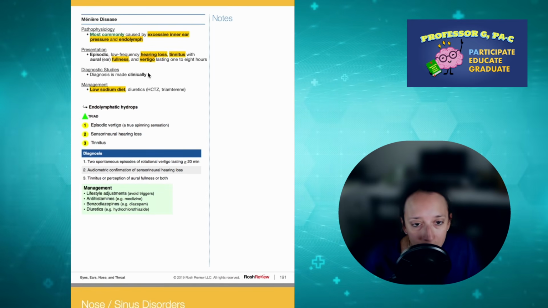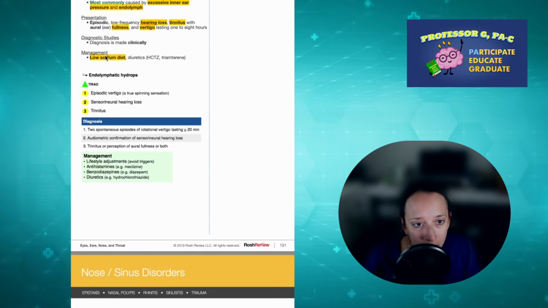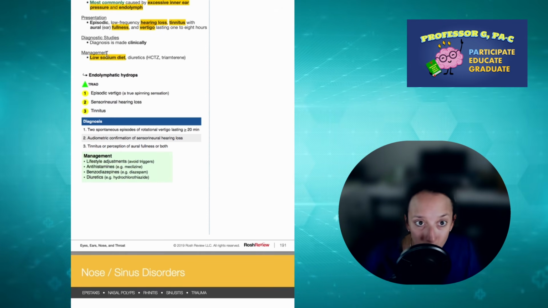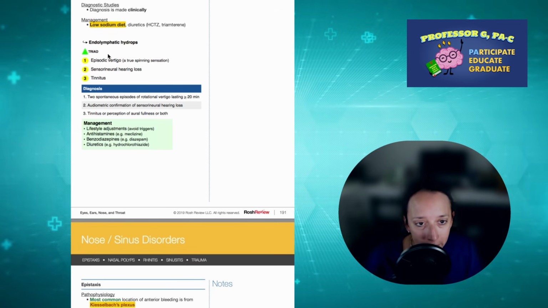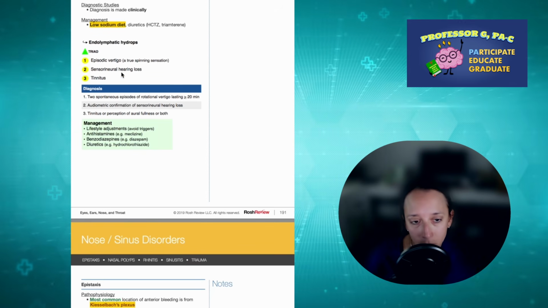Diagnostic studies, really a clinical diagnosis, and the management is going to be a low sodium diet because we have too much endolymph, and diuretics. Okay, here's our triad. So episodic vertigo, sensorineural hearing loss, low frequency, and tinnitus. Very good.